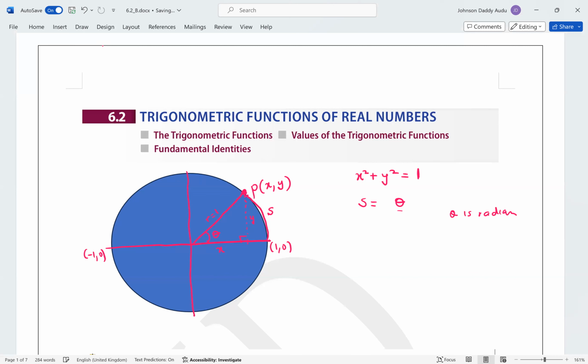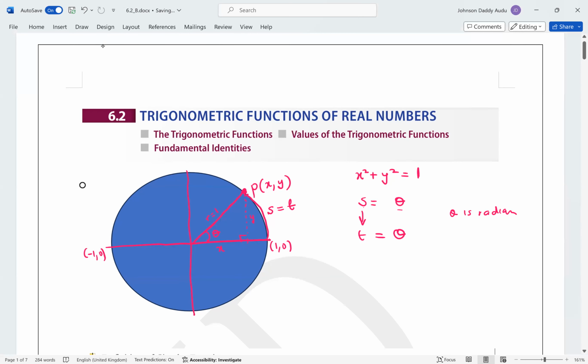So instead of using theta here, we can change this theta to S, because S is the same thing as theta when the radius is 1. Now let's call this S by the name T, so T is the same thing as theta. It's just a real number, because S is the length of the arc. So the arc length from this point to this point is just T. Instead of having theta here, we can just put T.